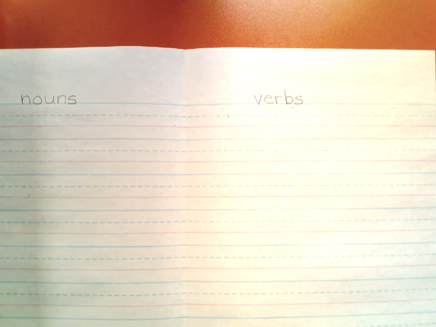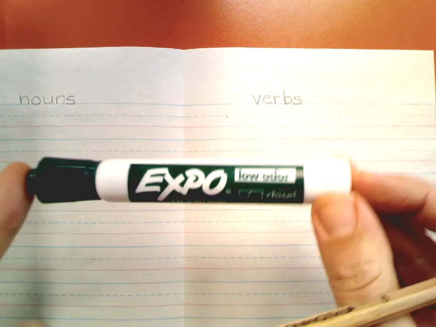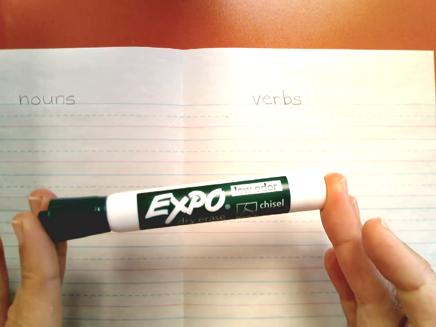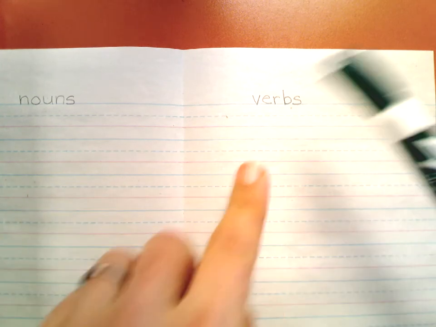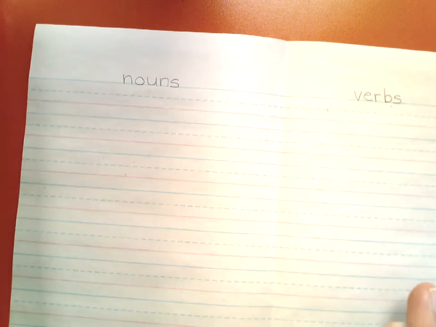All right, but for example, marker is a noun. If I say I marker or I can marker, does that make sense? It sure doesn't, so we know marker can't be a verb. All right, let's see, our first word is art. When you know where art goes, go ahead and put your finger on that side of the paper. So is art a person, place, thing, or idea, or is it an action?